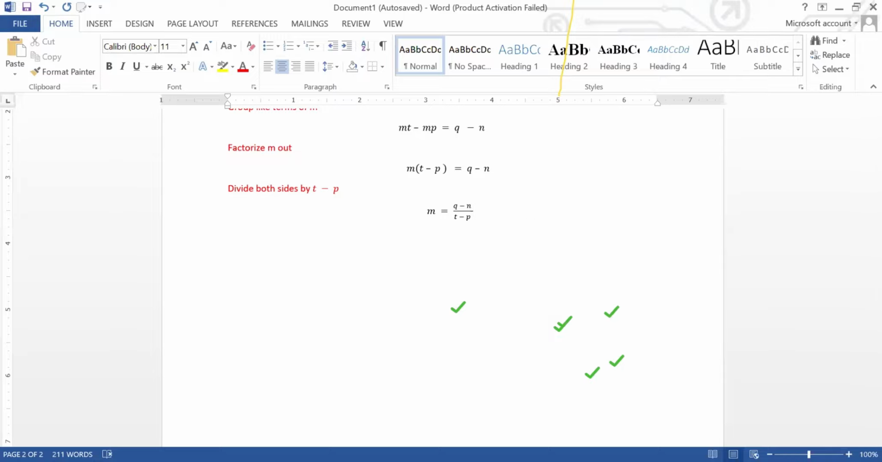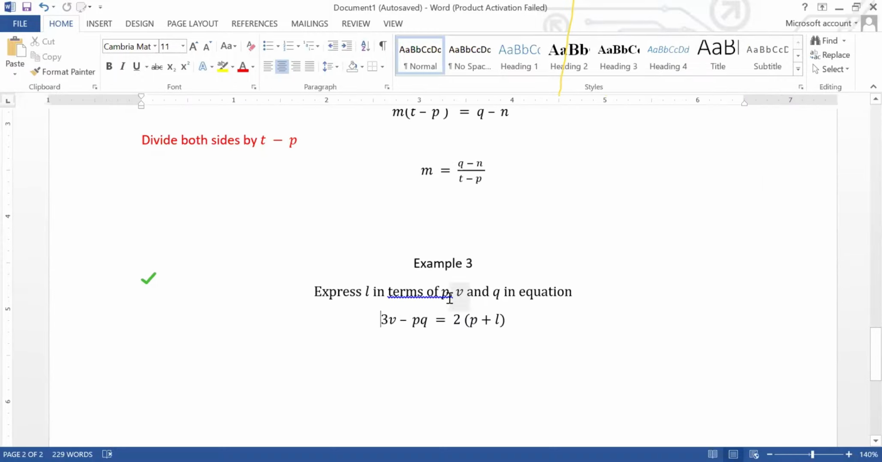Example 3. Now let's move on to example 3. We are asked to express L in terms of P, V, and Q in the equation. So we have to express L in terms of that. Okay. So solution.